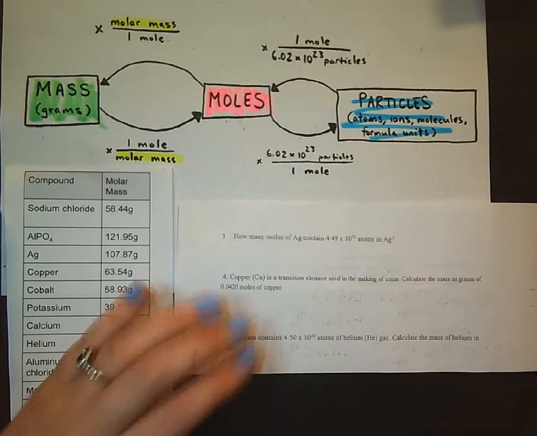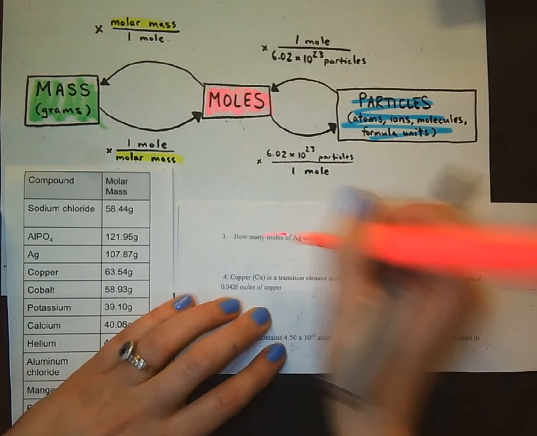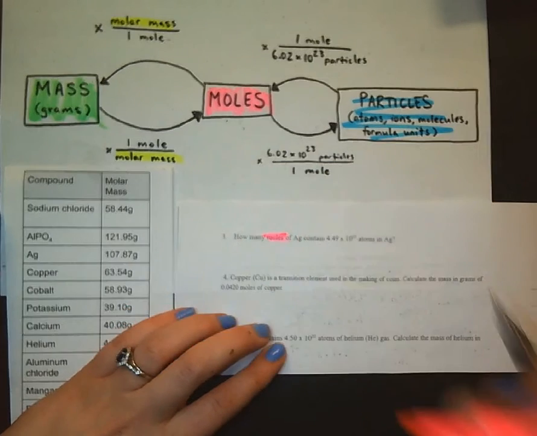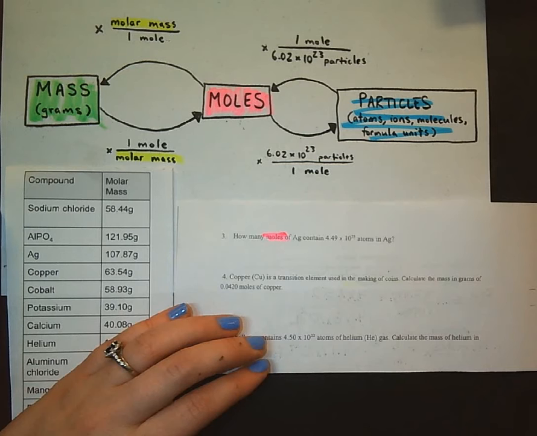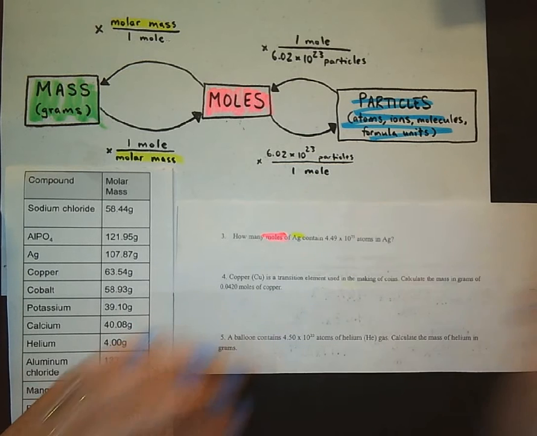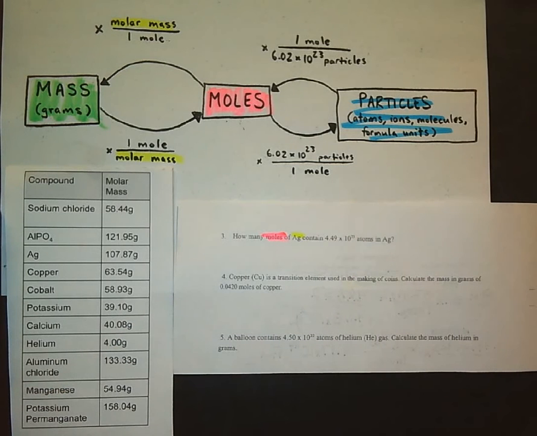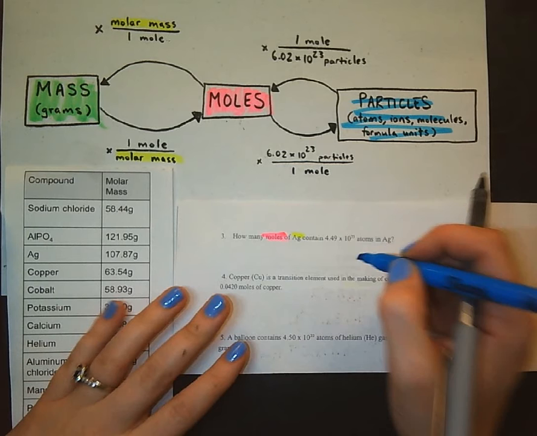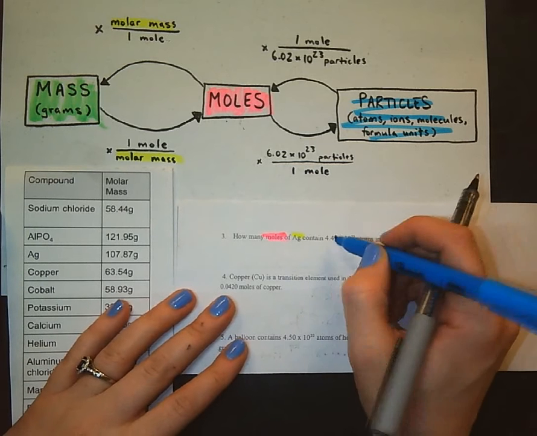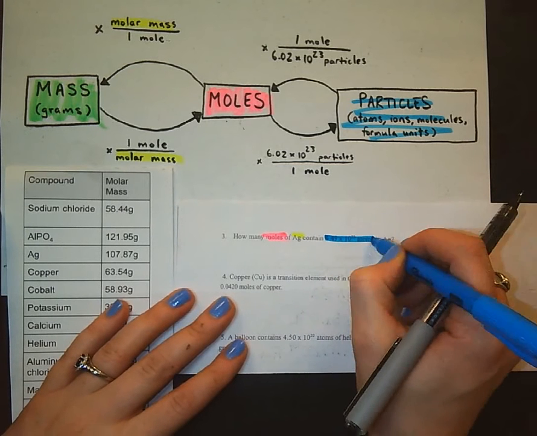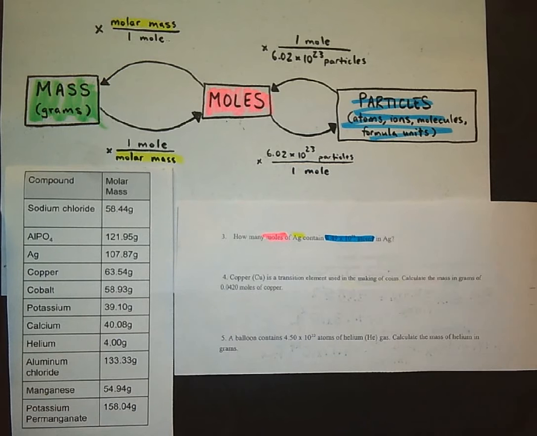Number 3, how many moles, which is pink, of Ag? And again, for this one, you don't even need to know what element that is, but it is silver, in case you're curious. How many moles of Ag are contained in 4.49 times 10 to the 23rd atoms?